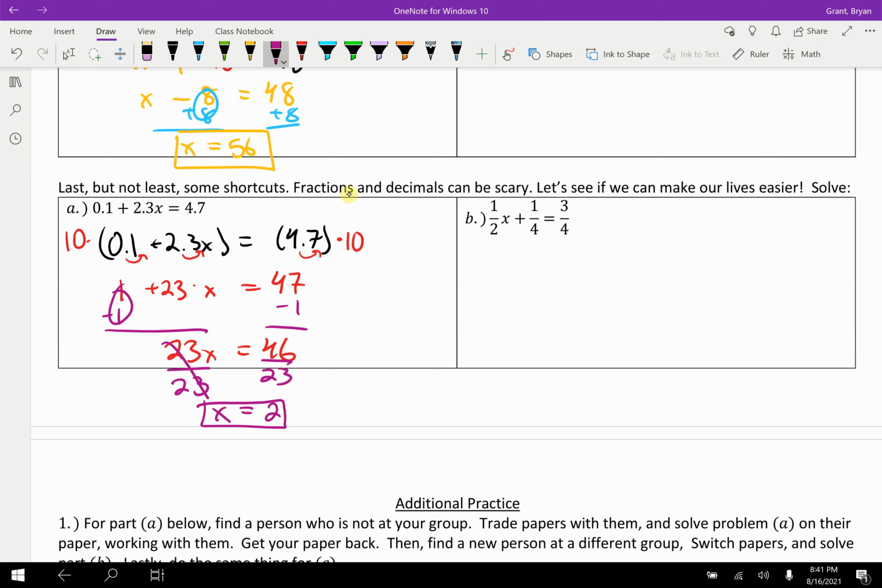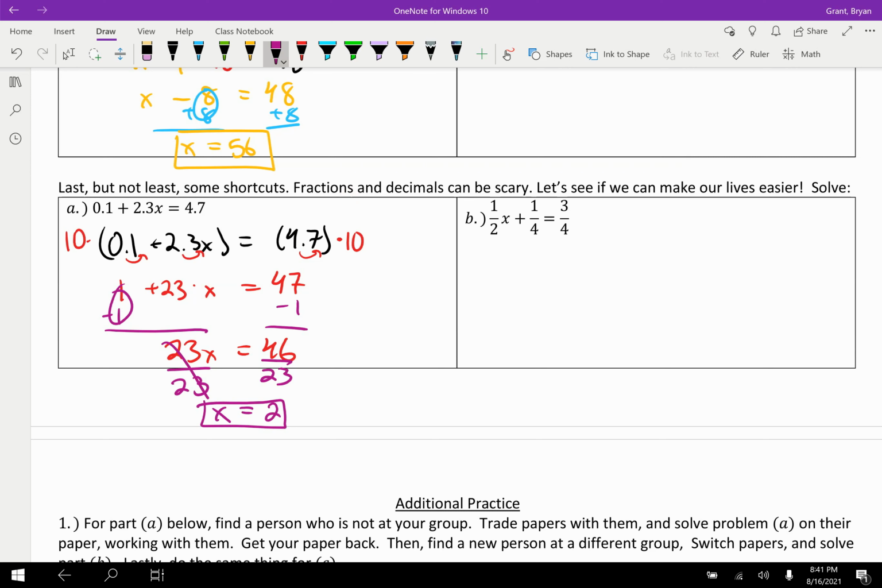Now, some of you might say, well, I was fine with the decimal. I just subtracted 0.1 to get 4.6 divided by 2.3. My decimal game was strong. I got the answer. Good. That's great. You do not have to do this trick. It's just for those of you that maybe don't like decimals or want a different way to approach it. That's what it's for. So let's look at one more.